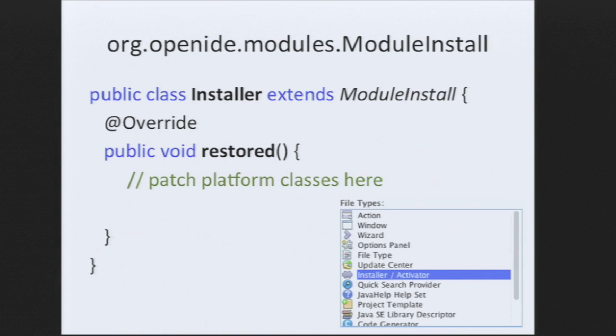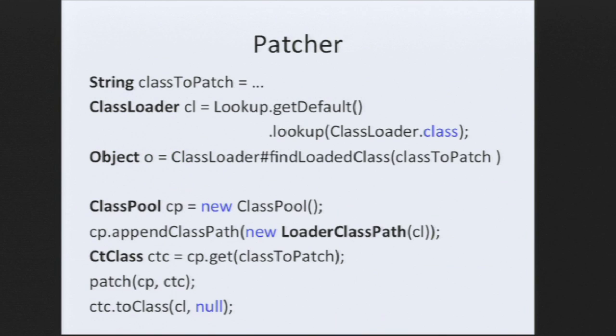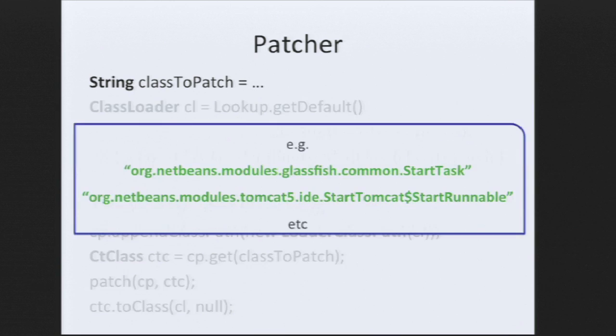There is an API which you can use to plug into the platform called module install. So you basically implement your own installer, and if you are familiar with Eclipse plugin development, it's the activator. The same thing. So you define your own module installer, and next you implement your own patcher, which will patch the platform.